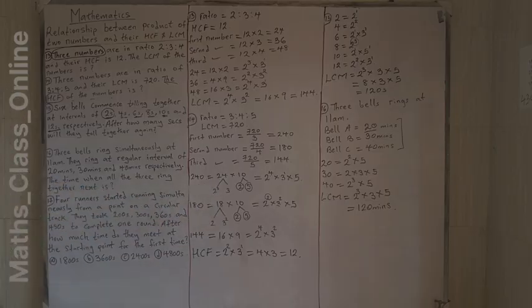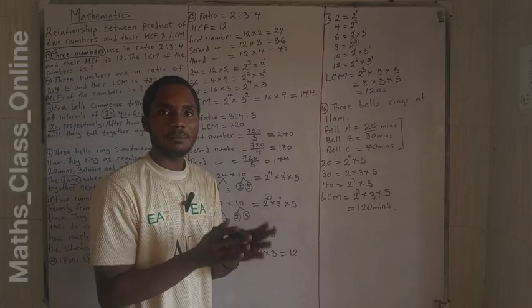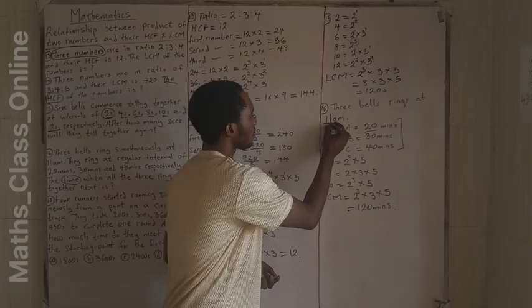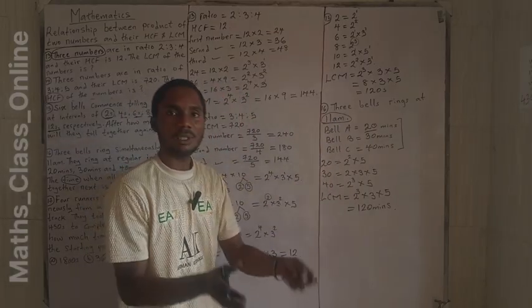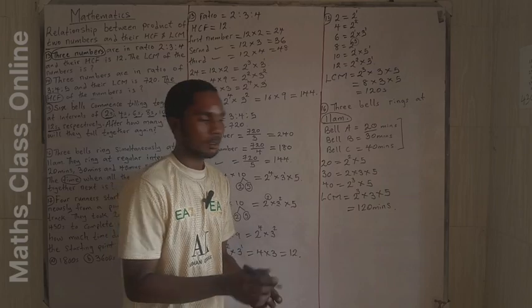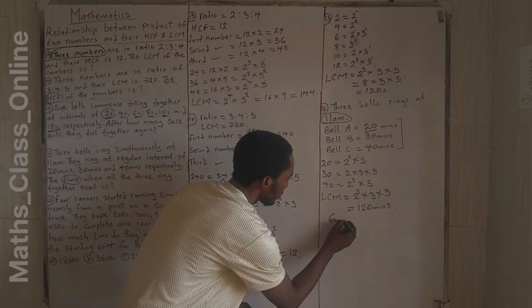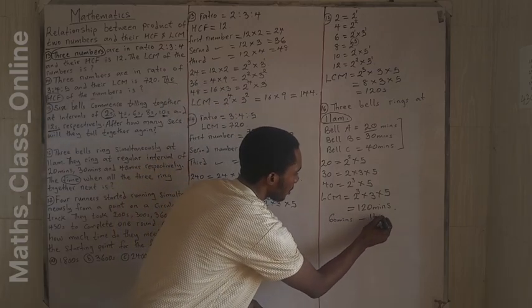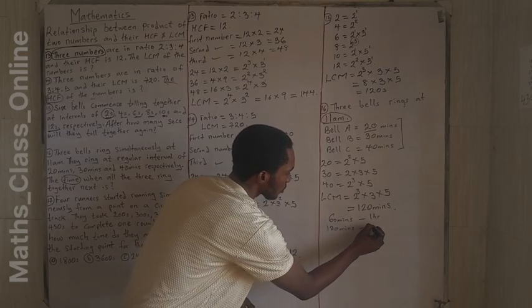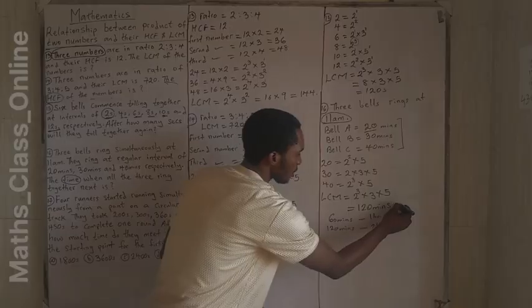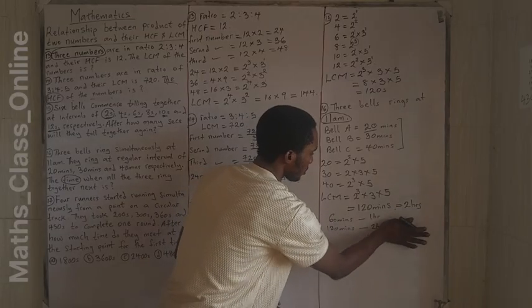But take note of this question. We have the time. The time when all the 3 ring together next is what? The first time they ring together is what? They ring together at 11 a.m. And after 120 minutes, they will still ring together. How many minutes make 1 hour? 60 minutes make 1 hour. That means that 120 minutes is equals to 2 hours.